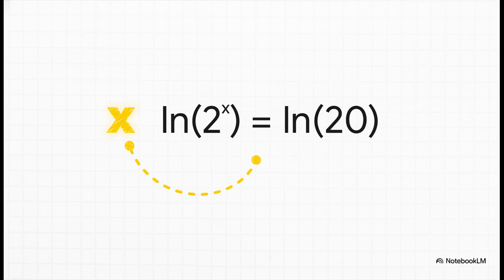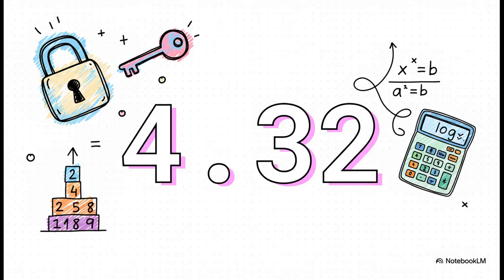And just like that, the variable is free. We've turned it into a simple equation we definitely know how to solve. So, we've solved it. To get x by itself, we just divide the natural log of 20 by the natural log of 2. You punch that into a calculator, and there's our answer, approximately 4.32, which, remember, fits perfectly with our first guess that the answer had to be between 4 and 5.